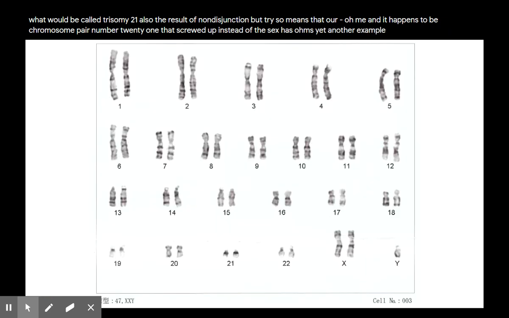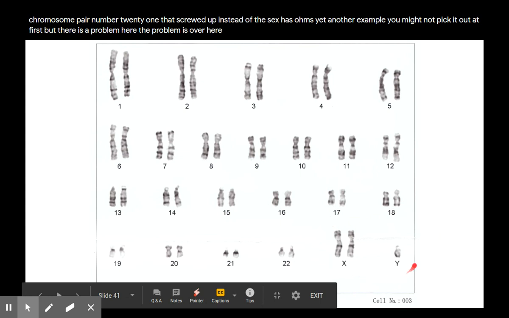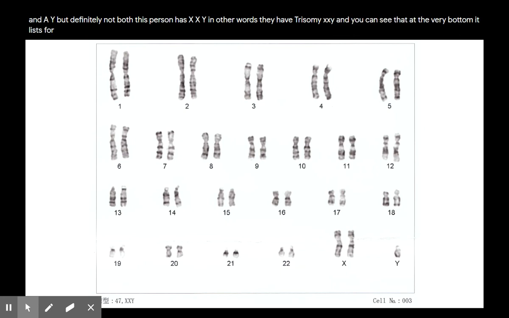Yet another example. You might not pick it out at first, but there is a problem here. The problem is over here. You should have a pair of chromosomes here, either an X and an X or an X and a Y, but definitely not both. This person has XXY. In other words, they have trisomy XXY, and you can see that at the very bottom. It lists 47, XXY. There are 47 total chromosomes, and the extra is one of those sex chromosomes. So instead of XX or XY, there is XXY.